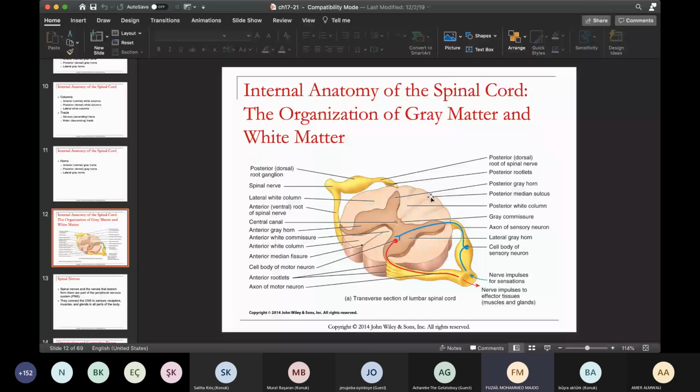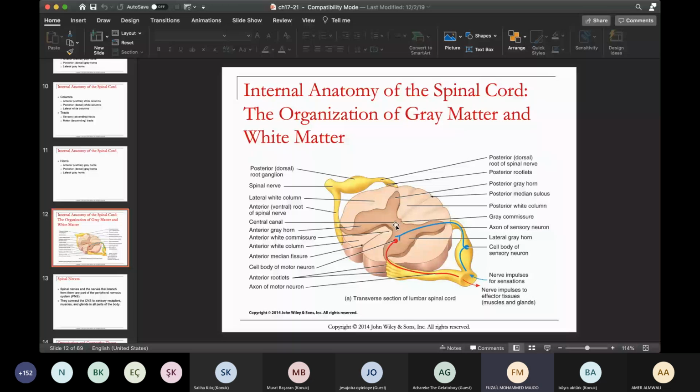What else can we see over here? We can move on to the gray horn. When you look at this, what do we have? First of all, this is the central canal over here. This is the gray commissure, this part right over there.